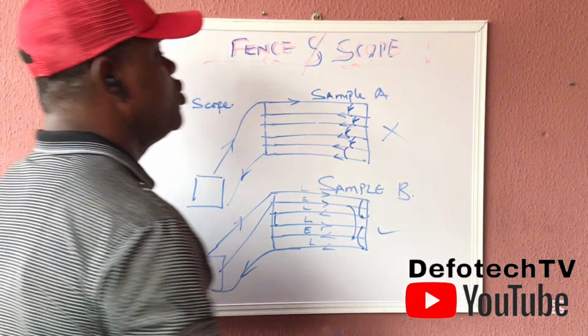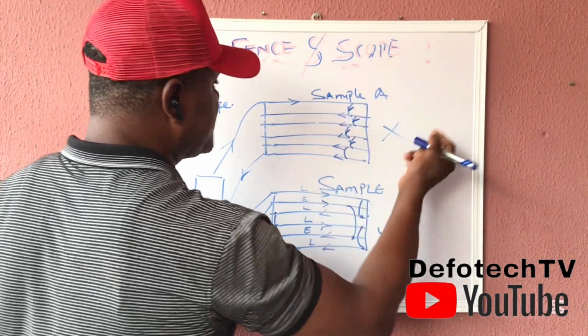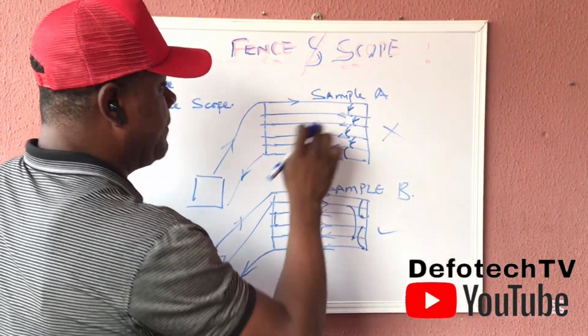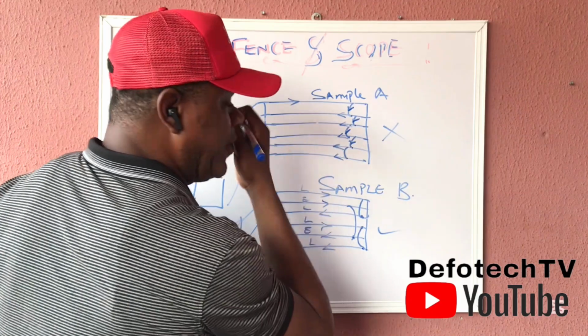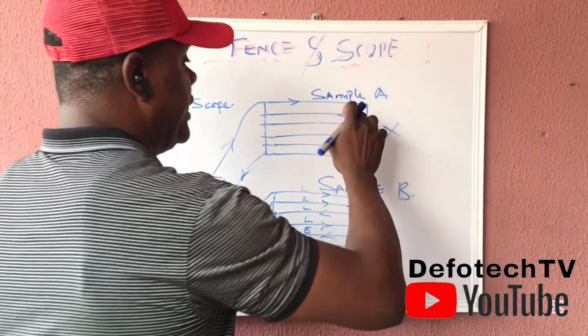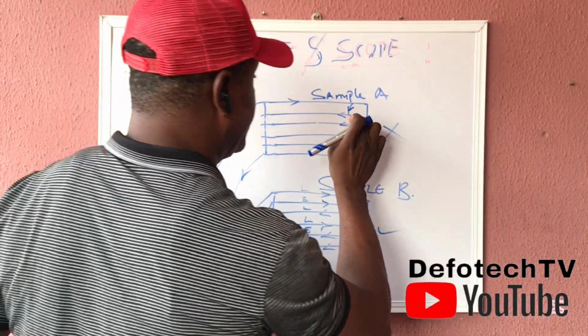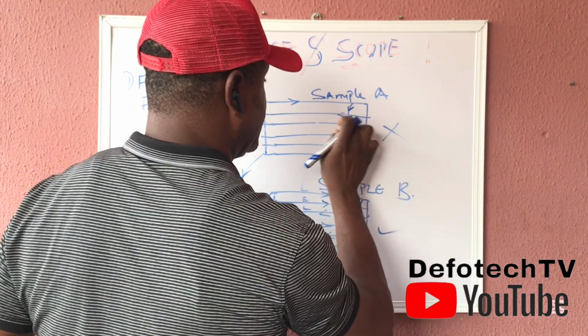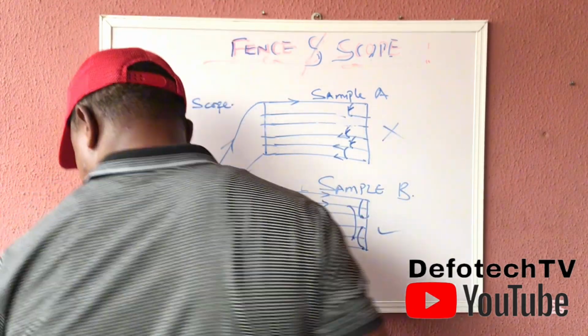So please, you should note this, because this tells me that this is wrong. Let's just assume, okay, let me adjust the sample A. Let me adjust it. Okay, let's see something of this nature.